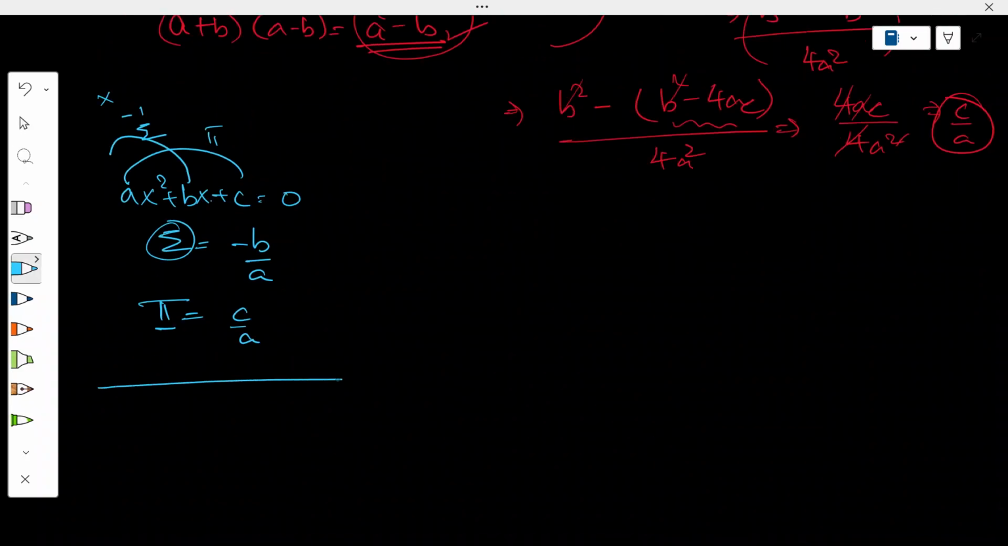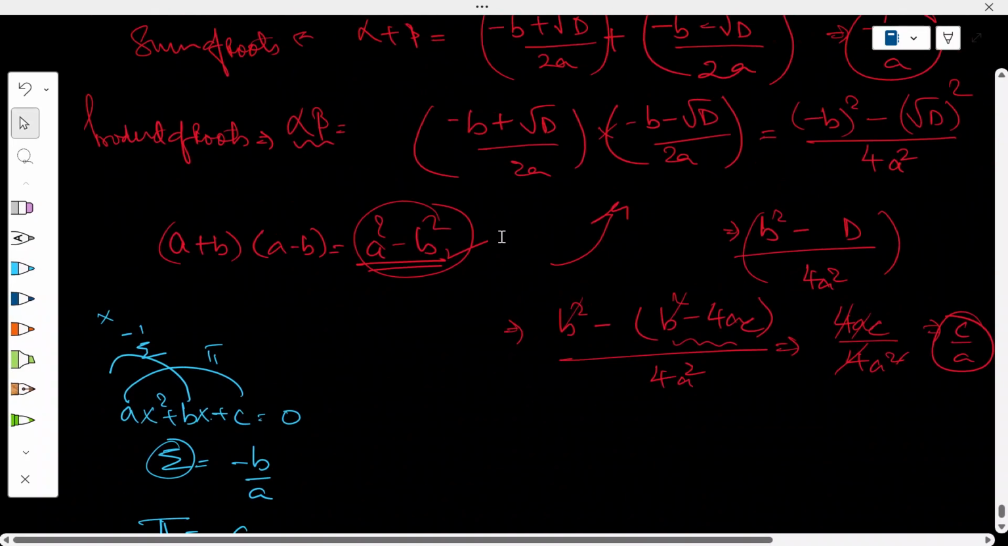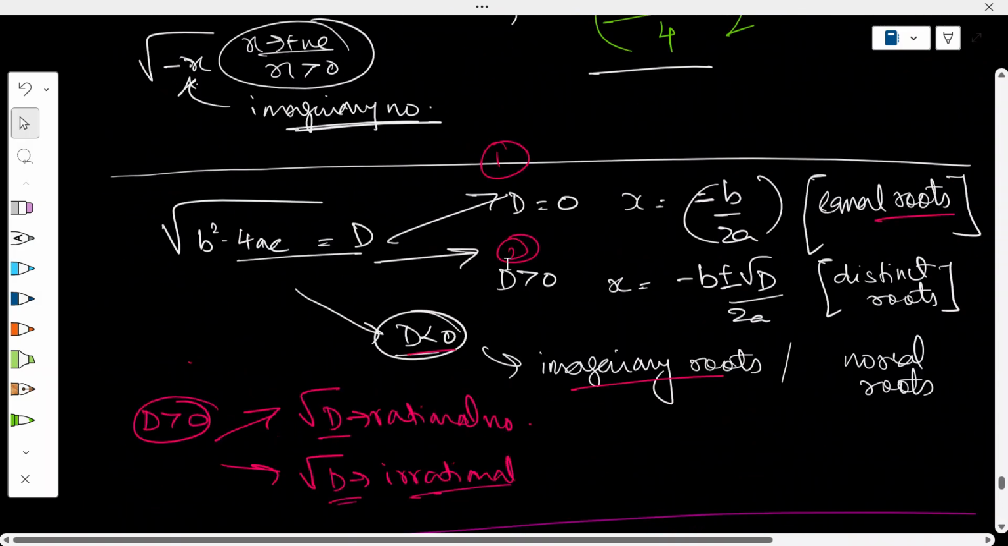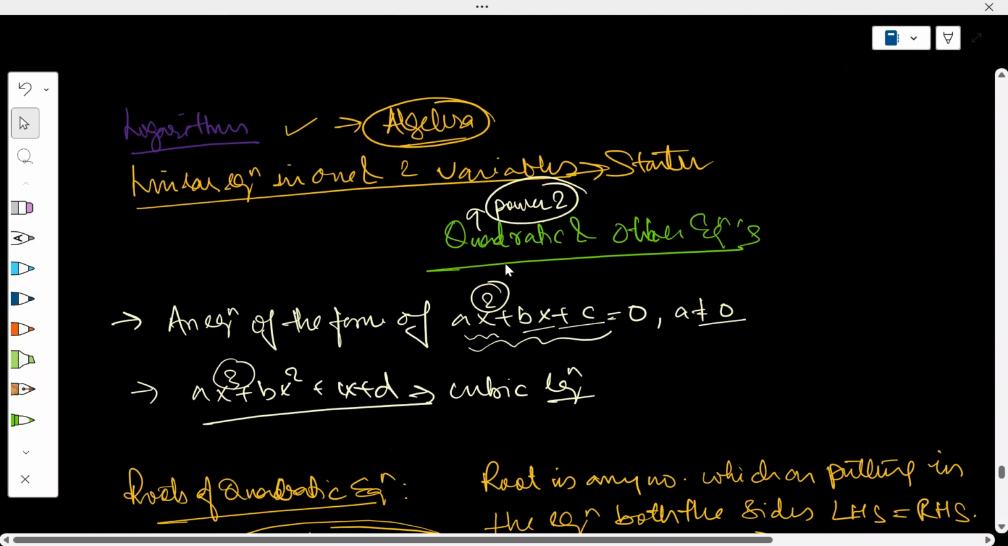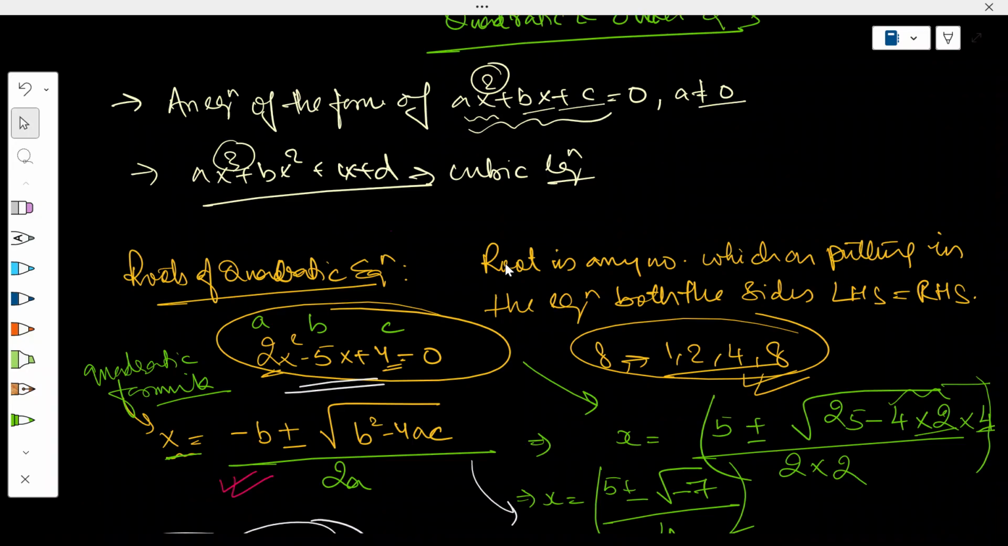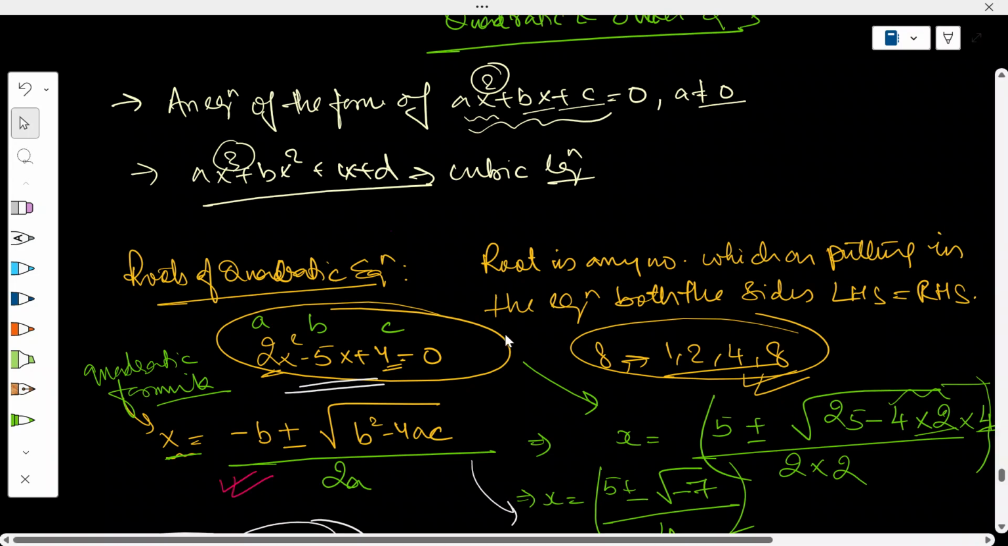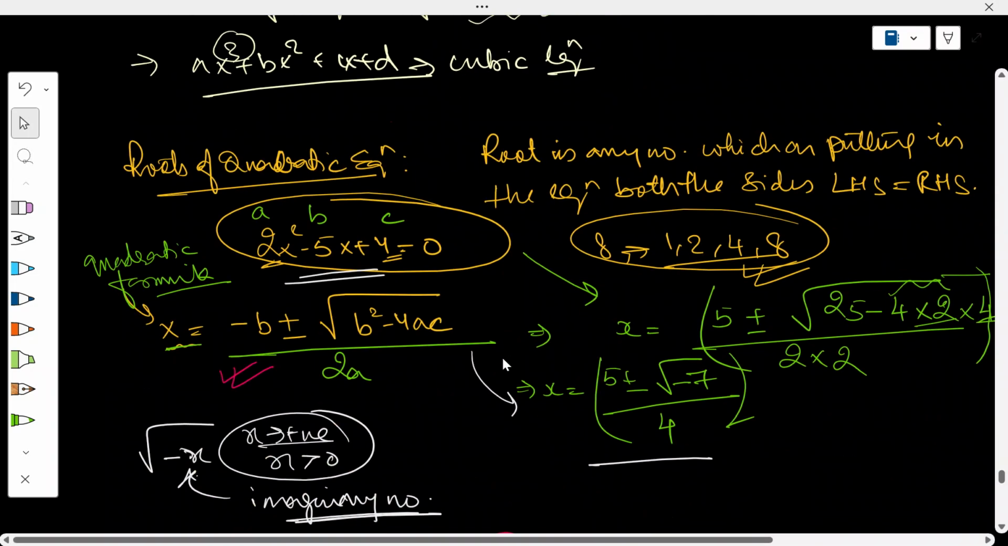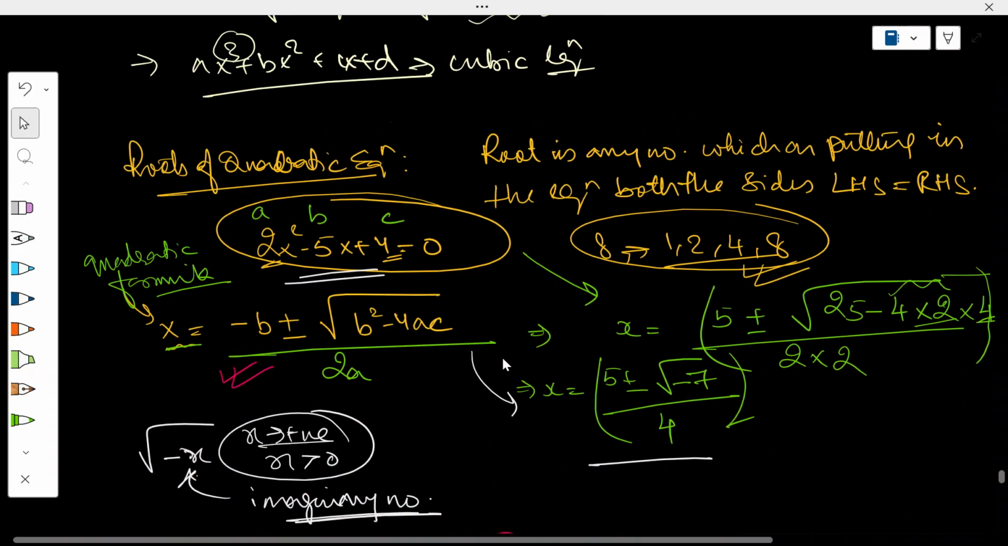So this is all for now. Try to revise this up till now. Just to take an overview, any equation of the form ax square plus bx plus c is known as a quadratic equation, just that a must not be equal to 0. Since the power is 2, it's known as a quadratic equation. If the power were 3, we would call it a cubic equation. The root is any number which, upon putting in the equation, makes the left hand side equal to the right hand side.